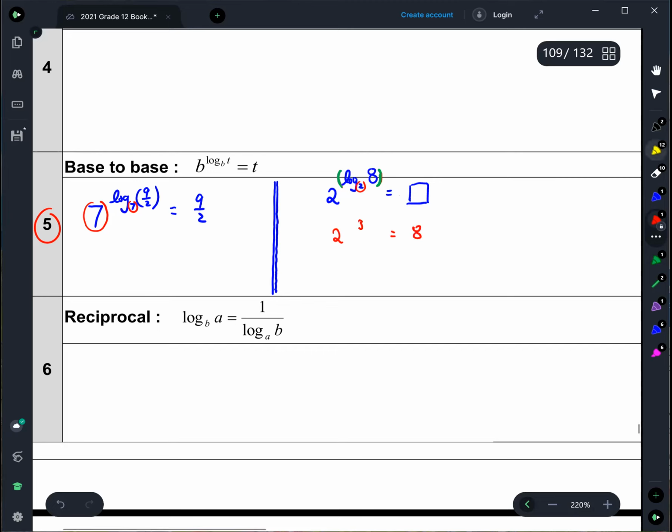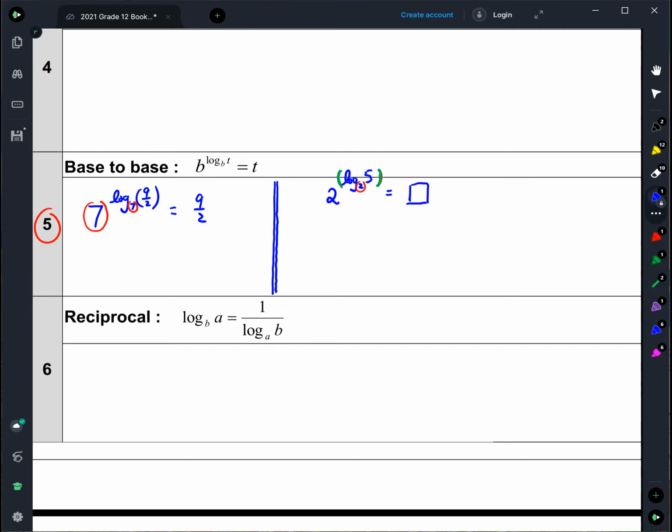Okay, but let's say if it's not 8, if it's something that we cannot use counter clock on. Okay, so let's say 5. I put a 5 there. Then how can I show that it will equal to 5? Okay, so here is what we are going to do: we put log on both sides first. This is called log on.